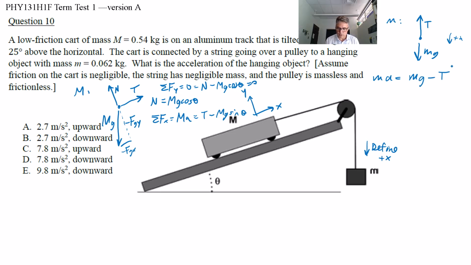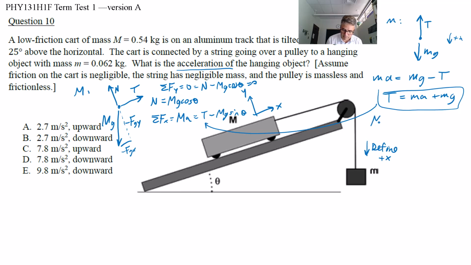So what we can do to solve this out is we're trying to find acceleration. And so we want to eliminate t. So t here is equal to ma plus mg, all lowercase. I'm going to take this and plug it into my second equation there to get a. So I've got capital M times a is equal to little m a plus little m g minus capital M g sine theta. And I just have to collect all my terms with a on one side of the equation.